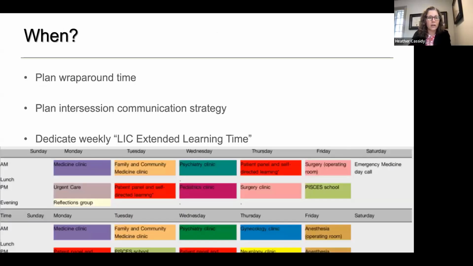This takes a lot of extra effort from the students. So we really encourage them to plan what I call wraparound time. So they may need to be getting to clinics early and considering staying later if they're going to be following up on things that happened when they're not there.